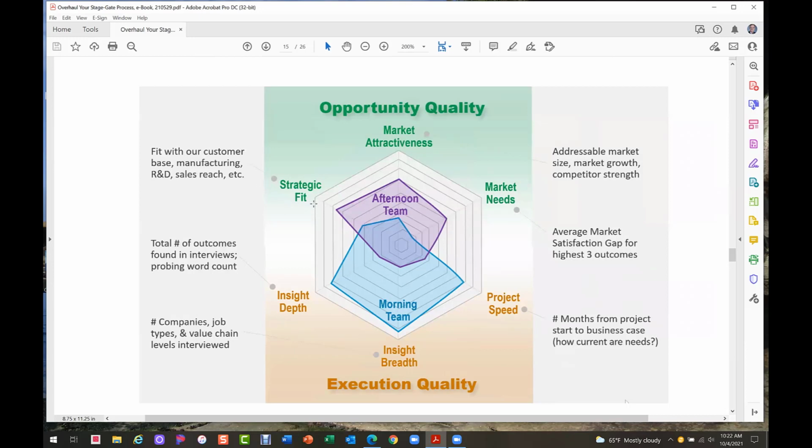And for opportunity quality, you can see what the fit was because all that information is in your market case. We can see what the market attractiveness was because you've got the size, growth, and so forth. And market needs, you've got the market satisfaction gap. What about execution quality? Yeah, we can show how many outcomes were found. We can show what the probing word count was, how many interviews were done, how long the interviews lasted. I guess insight breadth would be how many companies were interviewed, how many job functions, did we go down the value chain, and then speed. Did this thing take forever or not?